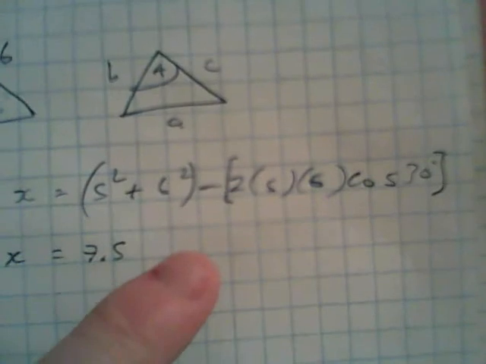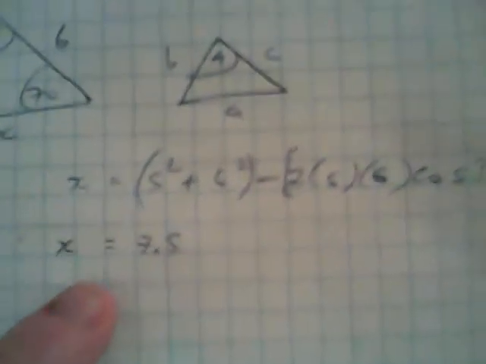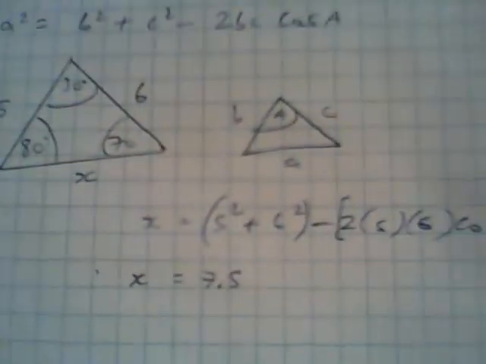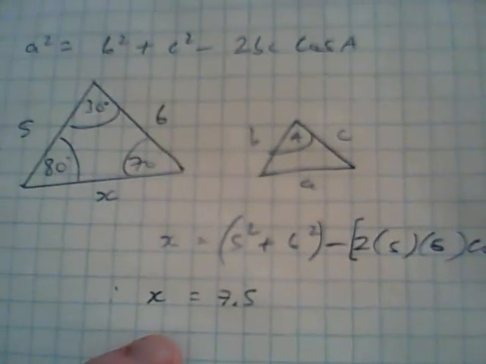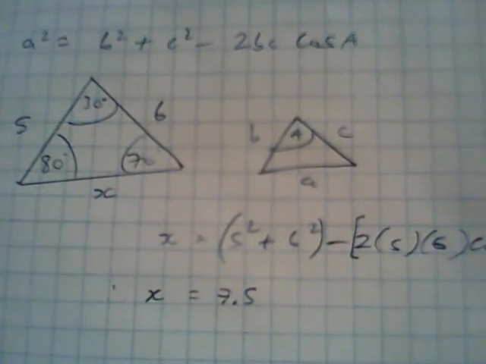Tap it into the calculator with brackets there, and you won't get mixed up with the order of operations. So once you sort all that lot out, you get x is about 7.5. And that's cosine law to find a side.